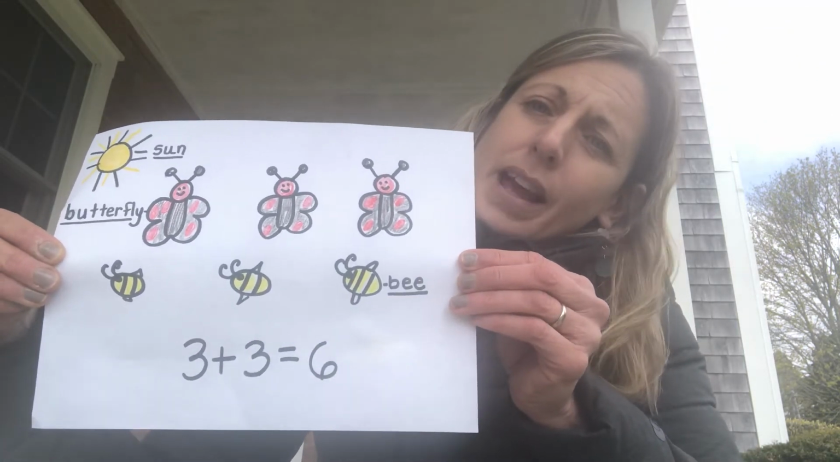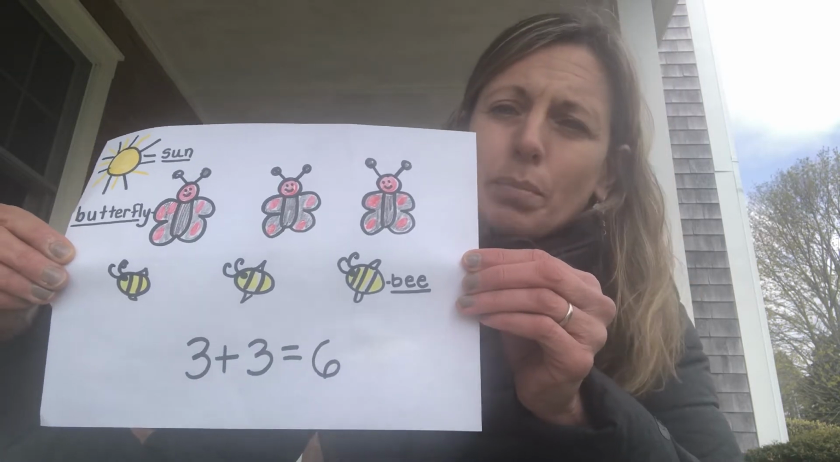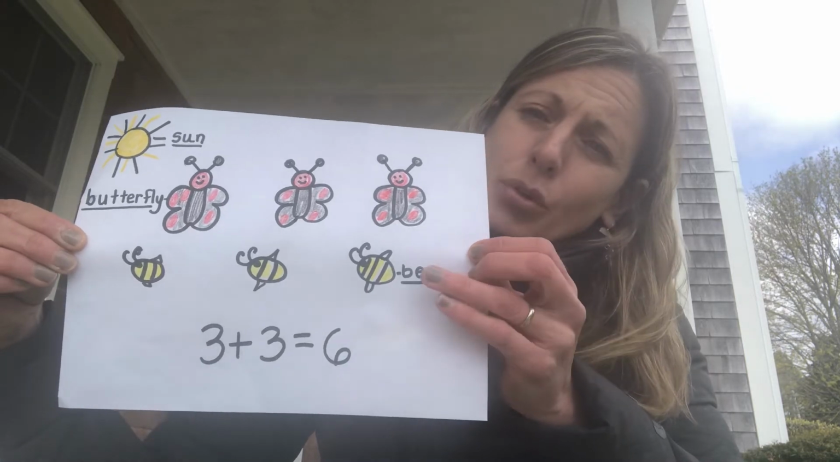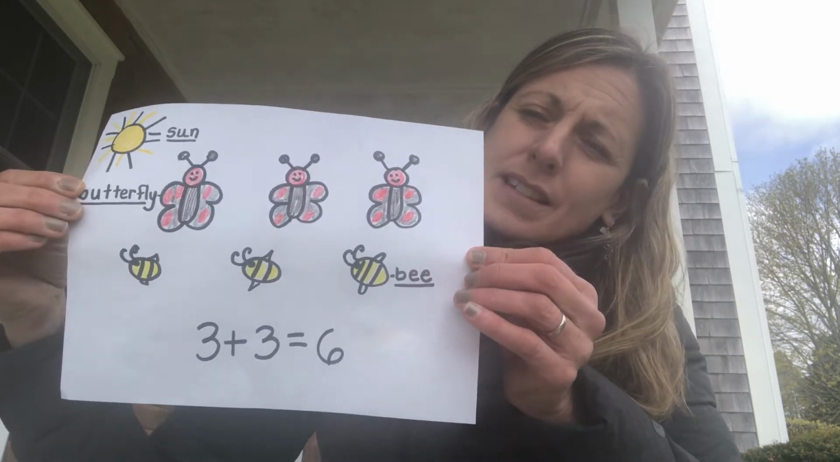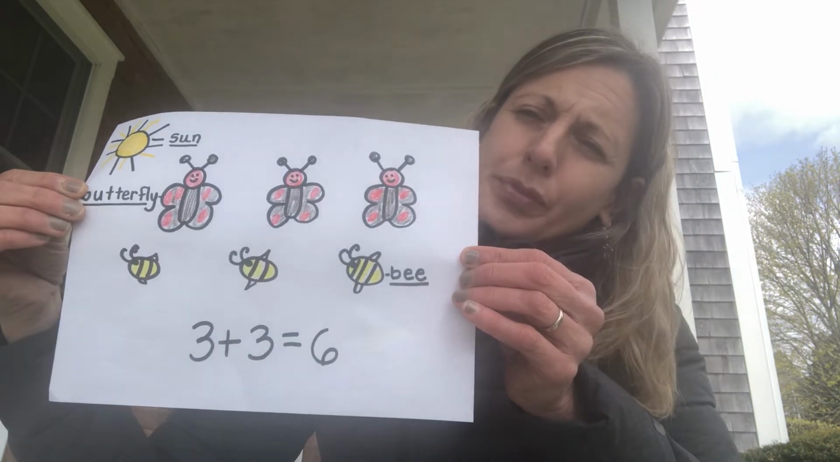And this time I added color to my picture, and I added some details to the butterflies and the bees, and I even thought about some labels. I wrote the word bee, butterfly, and sun. So those are some things that you can think about, okay?